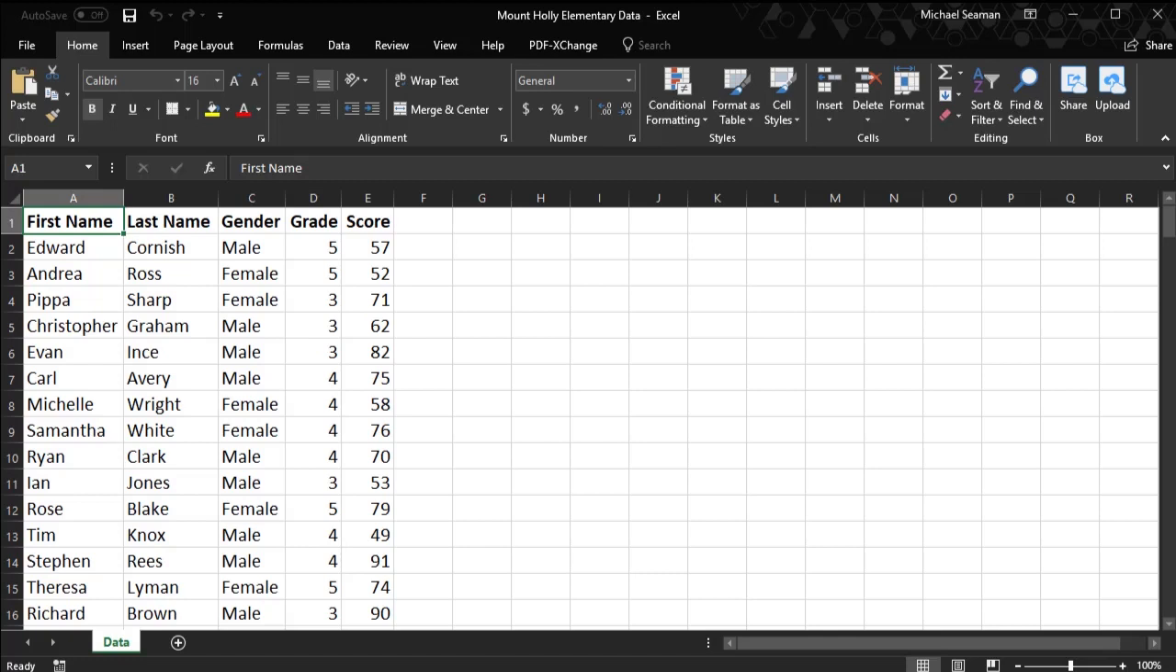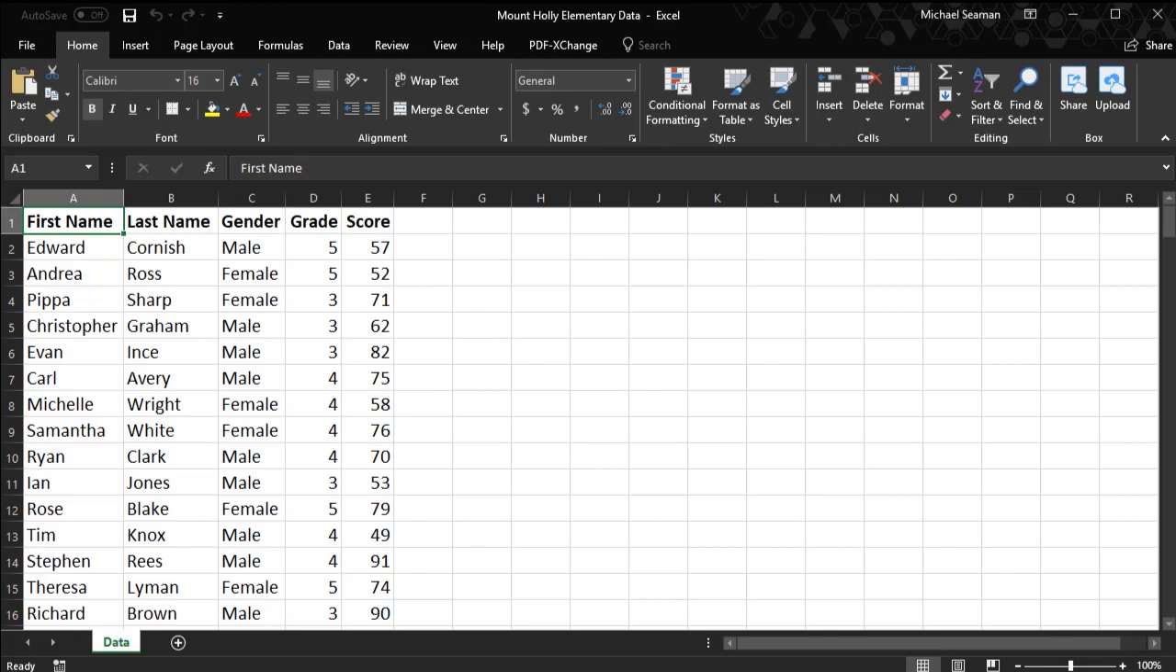We can currently see 15 students. These are 15 units, and each unit is a student, so student is the unit of analysis. Each row contains a student's data, and each column is the data for a variable. We can see 5 columns, so these contain data for 5 variables. The variables are first name, last name, gender, grade, and score.